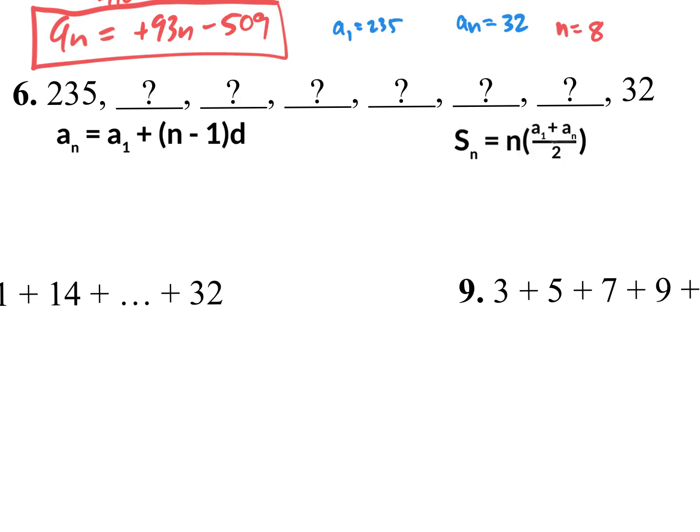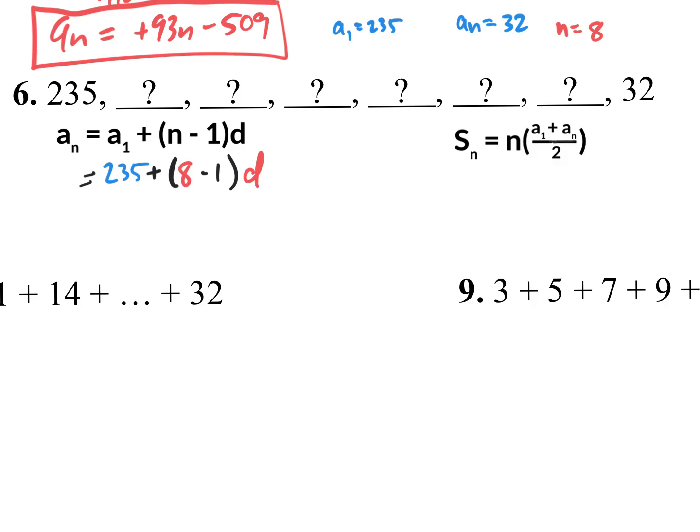But again, we're not adding them up, so we better stick with this guy. So let's plug in what we know, and let's see what we could solve. Let's see what it looks like after we plug in our values. So right here it says a sub 1. We're going to plug in the 235. It's going to say plus n minus 1, what is n? We just said n is 8. Minus 1 is still there, times that common difference, which we don't know. Okay, so this all equals a sub n, right?